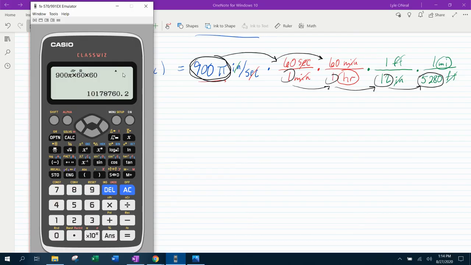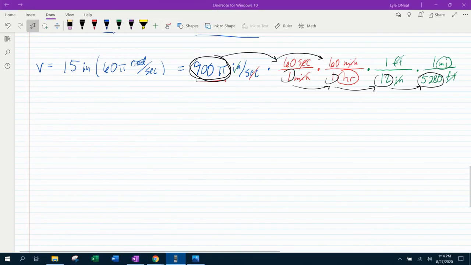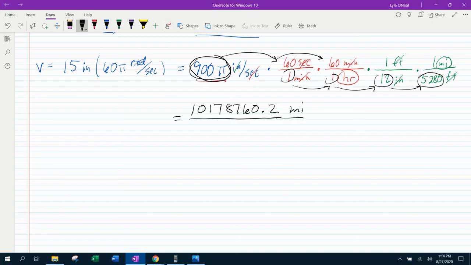Is there any way to keep this on top? Nope. Let's see. Okay, forgive me for a second. I'm going to move this up here out of the way so I can still see it. You can't, but I can see it. 10178760.2. And that's rounded, okay? That's my numerator, and the numerator is miles.